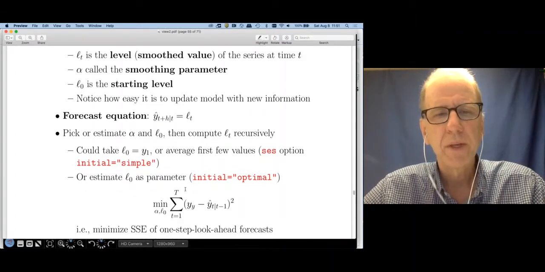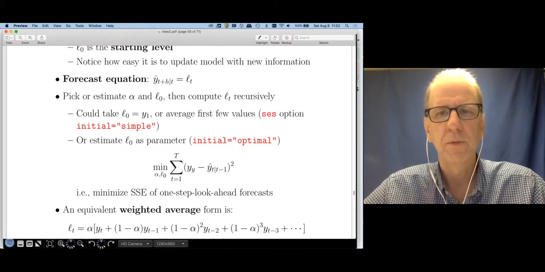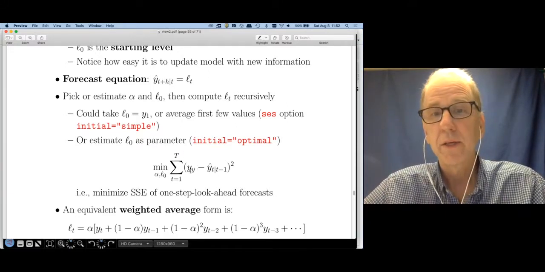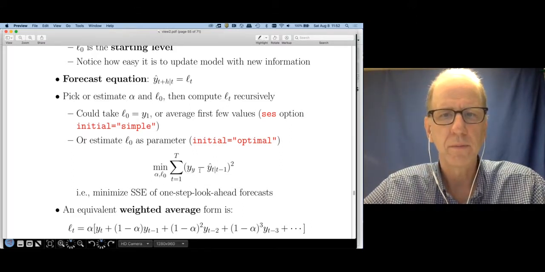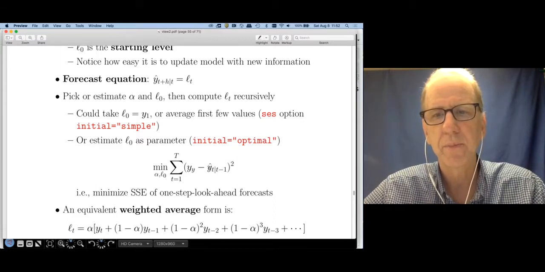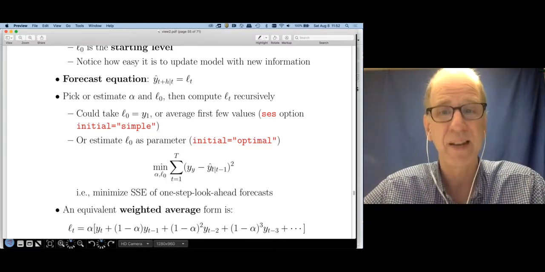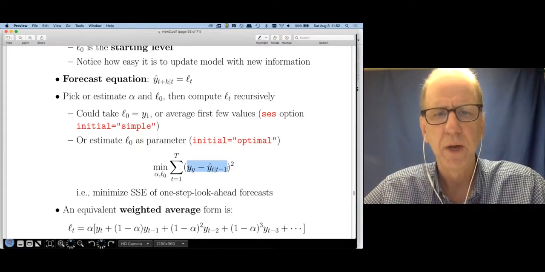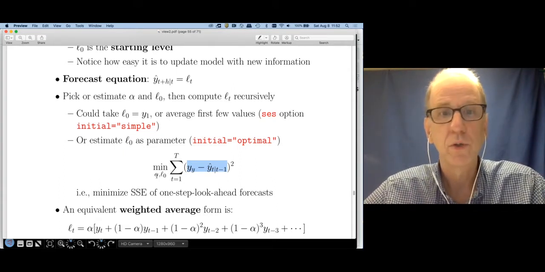Another approach is to estimate it with least squares. The default option in R, which is called the optimal method, simply minimizes the sum of squared errors. Think of this as the error from the one-step look-ahead forecast. If I use all the information I had as of time t minus 1 to forecast what's going to happen now, that's the error from your forecast squared. So we're just going to minimize the sum of squared errors with respect to the two parameters, alpha and my initial level L0.